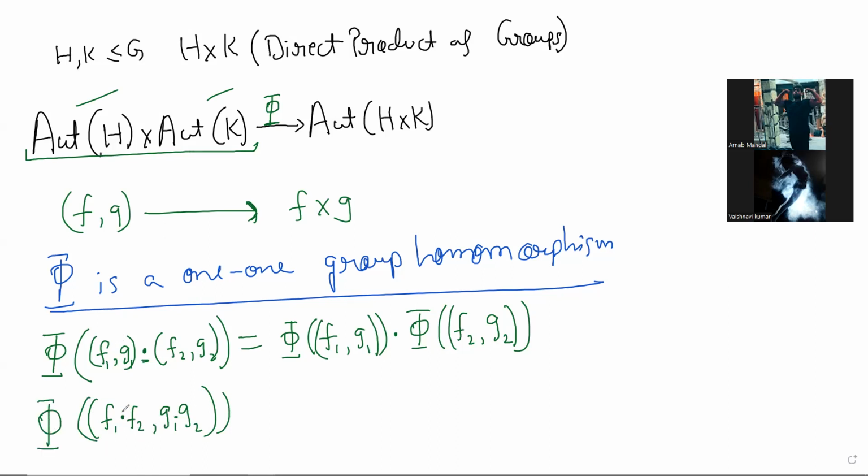Now, what is this circle? This is composition, because that is the operation on Aut H. So you have to know how Aut H is a group. Obviously by composition of functions, right? That's the operation, correct?